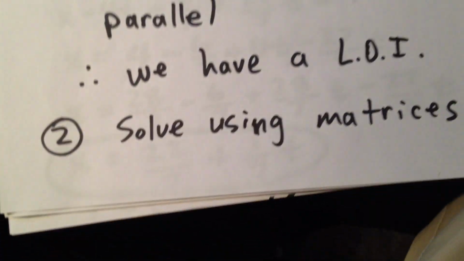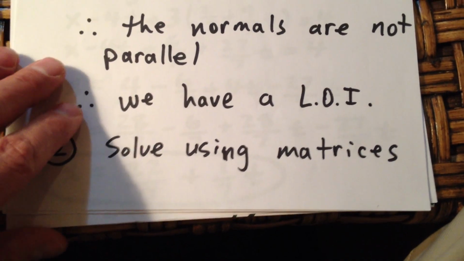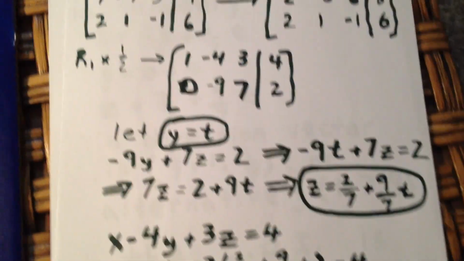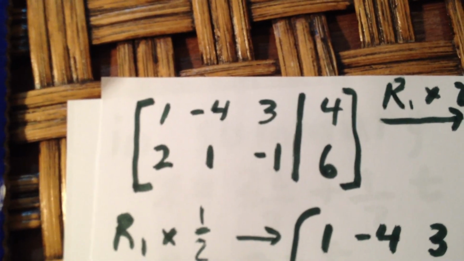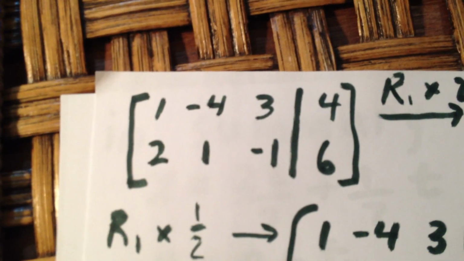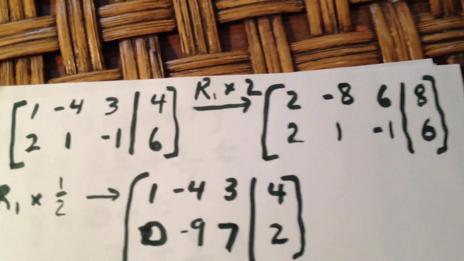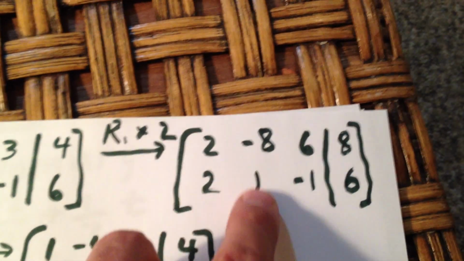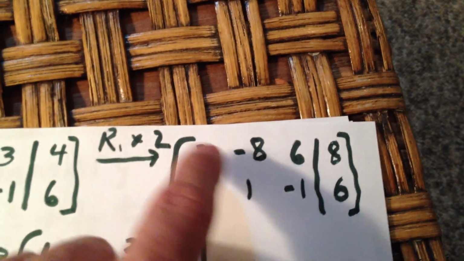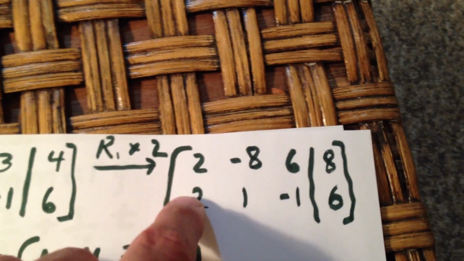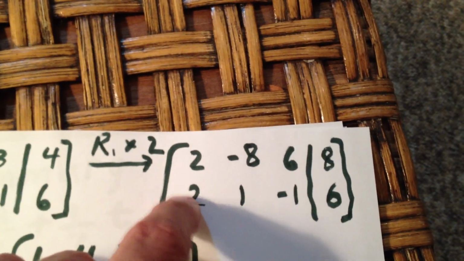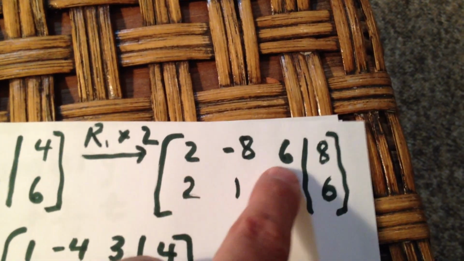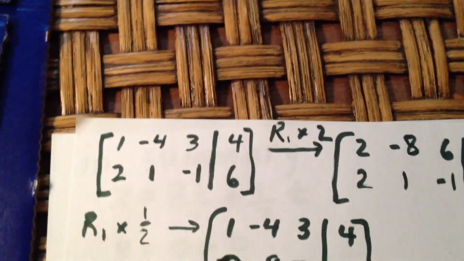So what we want to now do is figure out the equation of that line, and we're going to do it using matrices. So the first thing we do is we write out the coefficients. We have 1, -4, 3, 4, and 2, 1, -1, 6. We're going to multiply the first row by 2 to give us 2, -8, 6, 8, and 2, 1, -1, 6. And now we're going to be able to subtract. We're going to subtract row 1 minus row 2. And once we do that, we might as well reduce 2, -8, 6, 8 back to 1, -4, 3, 4 by multiplying row 1 by a half.